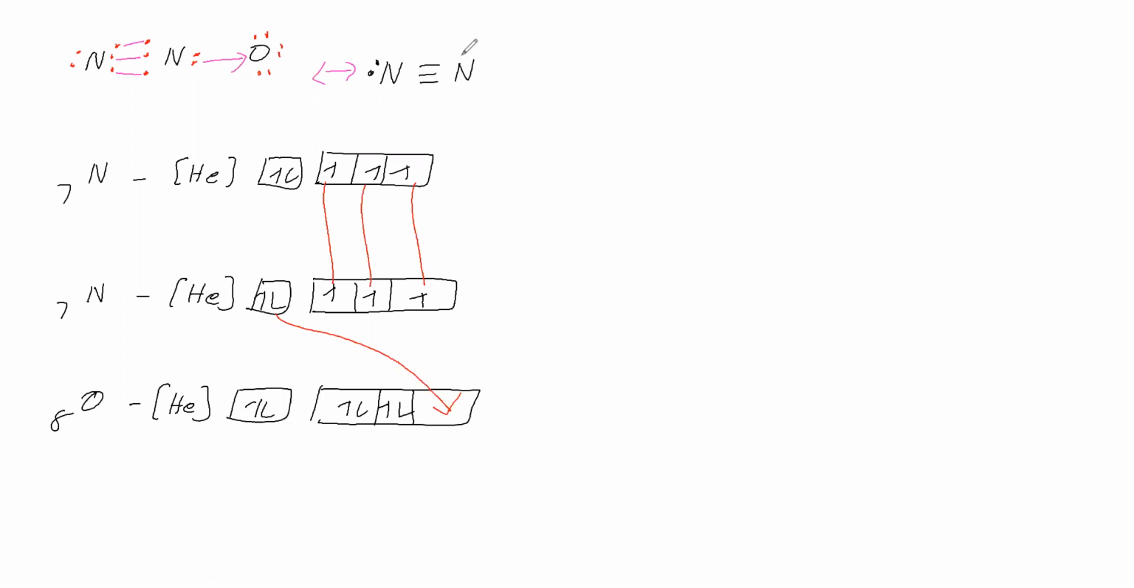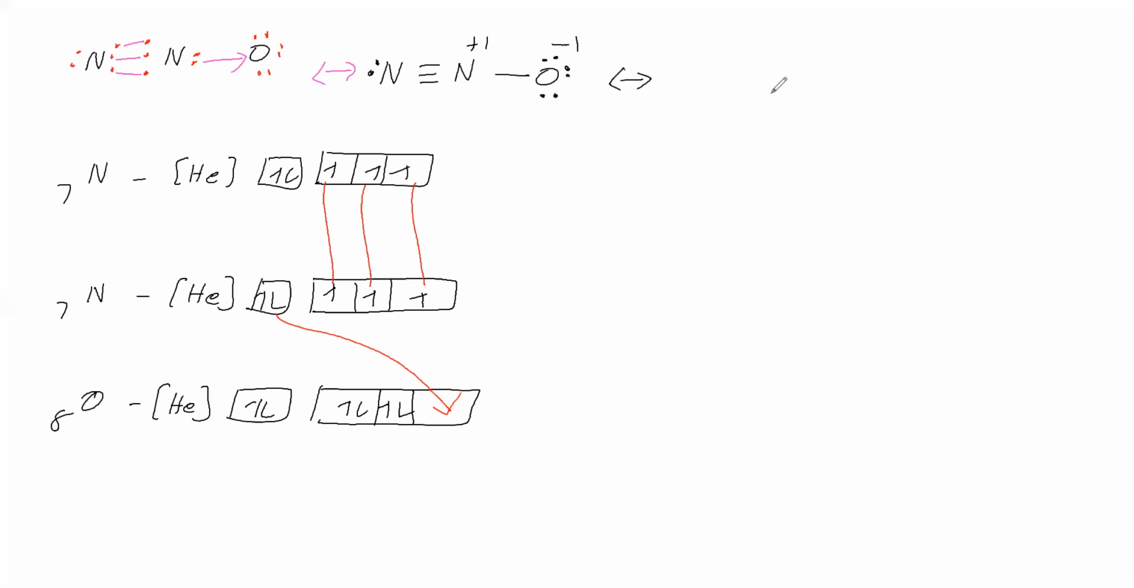Here one lone pair is there. Here 3 lone pairs are there. Now nitrogen is a donor, therefore +1. Oxygen is an acceptor, therefore -1. When you write a dative bond as a normal covalent bond, you have to give formal charges: nitrogen positive charge, oxygen negative charge. It is one of the resonance structures.